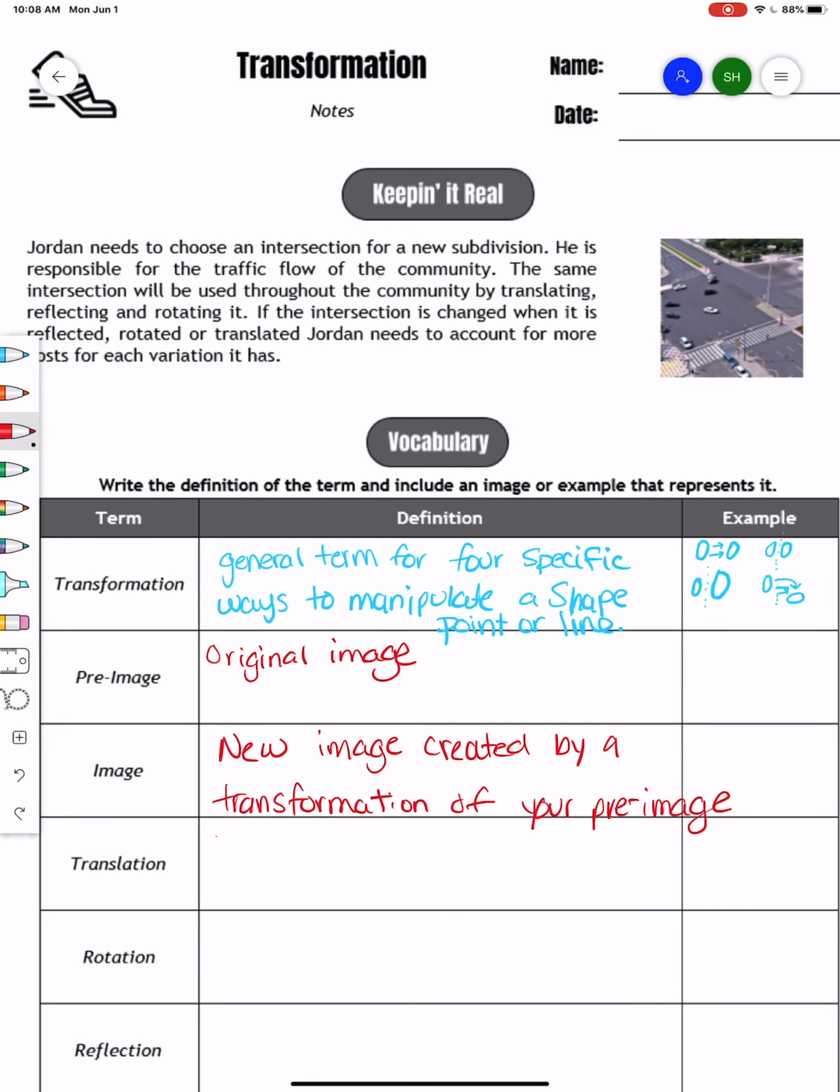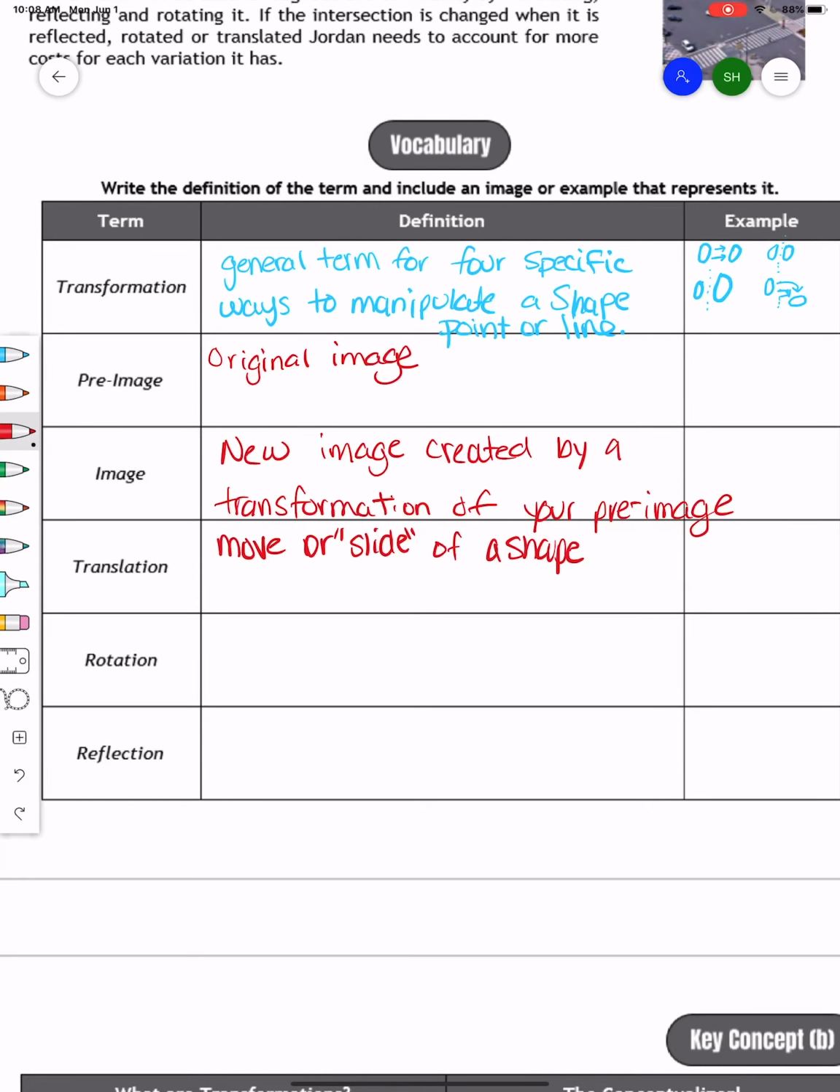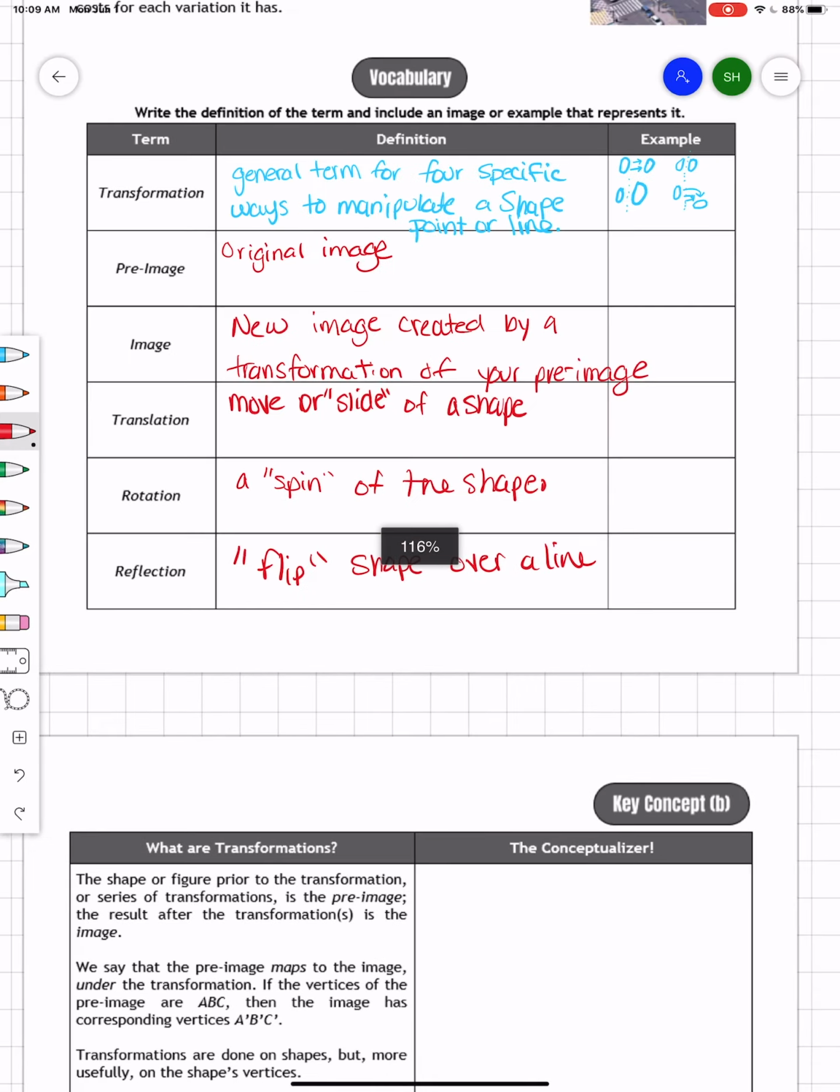Translation is a slide. So when you are moving or sliding your shape, the direction which your points on your shape are facing stays the same. It is literally just moving on the coordinate graph. A rotation is a spin of the shape. A reflection is when we flip the shape. Okay. You do not have to do any pictures for those if you do not want to.